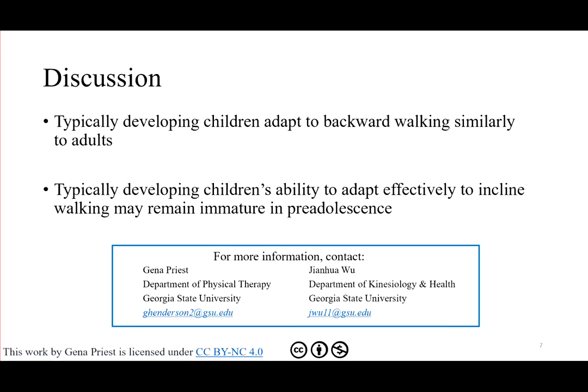In conclusion, our results suggest that typically developing children adapt to backward walking similarly to adults, taking shorter and wider steps and limiting range of motion about the joints of their lower extremities. However, while adults adapt to increased inclines by decreasing knee range of motion and step length and increasing peak hip, knee, and ankle flexion angles, these changes were not yet seen in our typically developing subjects. This may suggest that typically developing children's ability to adapt effectively to incline walking remains immature in pre-adolescence. Alternately, the presumed novelty of the task may have been a factor.